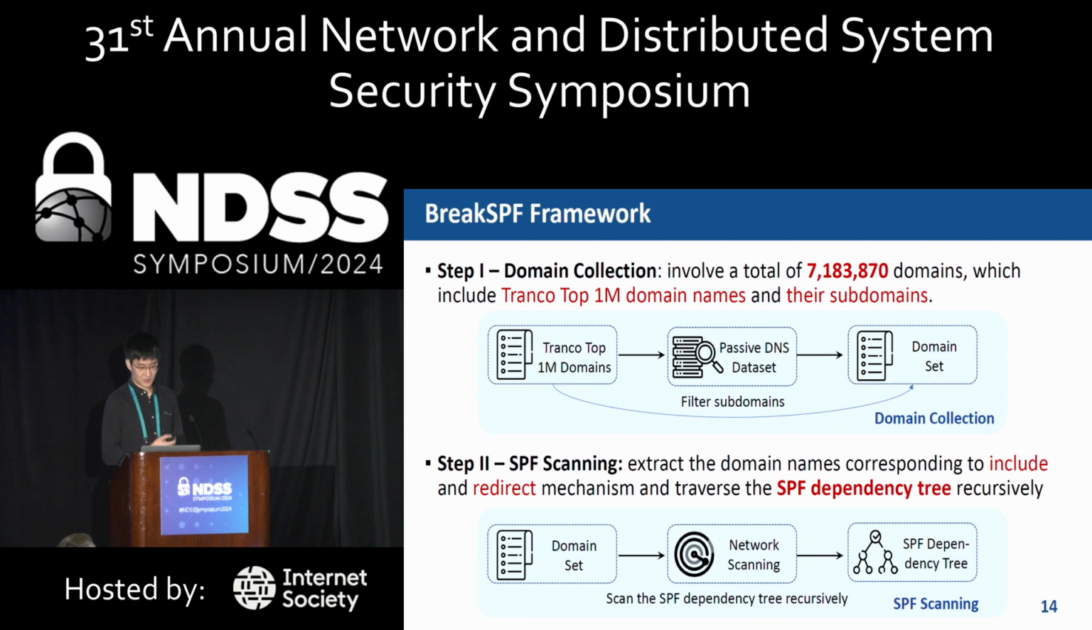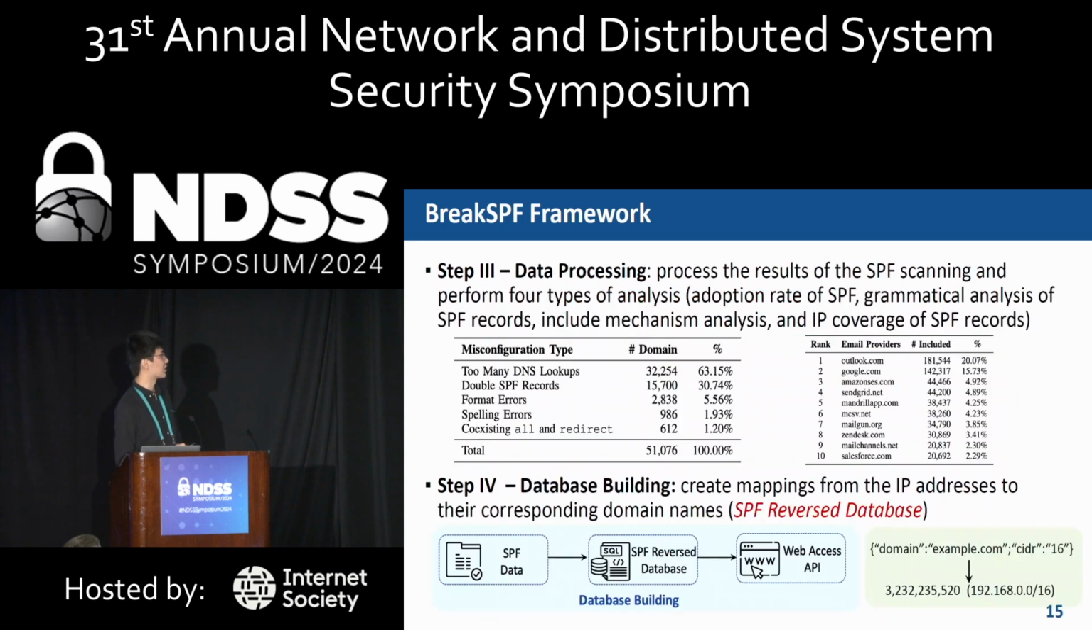Next, I will show the detailed steps of the BreakSPF framework. We first started with a large-scale collection of subdomains from passive DNS data, where our domain data set involves more than 7 million domains. The second step is SPF scanning. Because the redirect and include mechanisms are commonly used in SPF records, each SPF record can establish a dependency relationship with other domains. We call it the SPF dependency tree. To evaluate the status of SPF deployment more comprehensively, we need to traverse the tree structure recursively.